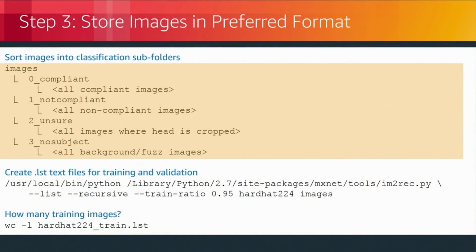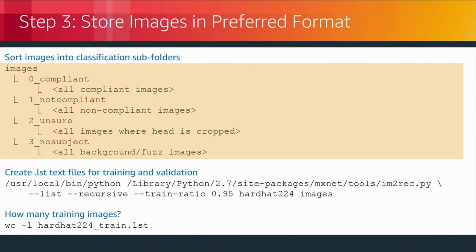The next thing you're going to need to do is put those images into a format required by your algorithm. Now, the image classification algorithm I'm using is MXNet under the covers. So I'm going to put this into record.io format, which is the preferred format of MXNet.